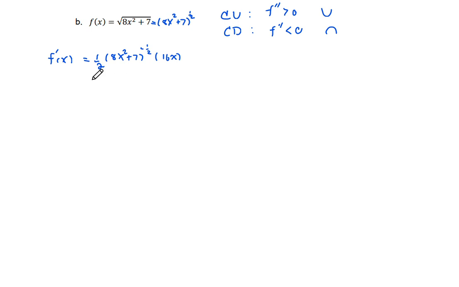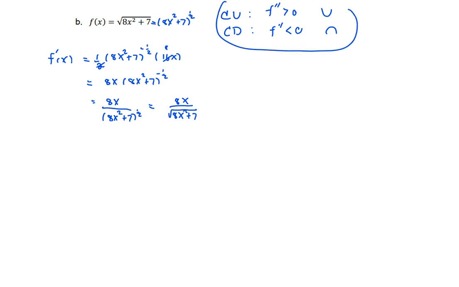The first derivative is now simplified to be 8 times x times the quantity 8x squared plus 7 to the power negative 1/2. Since we simplify 2 and 16, and then write the negative power as a positive power, we get 8x divided by the quantity 8x squared plus 7 to the power 1/2, which means 8x divided by the square root of 8x squared plus 7. But our goal is to get to the second derivative to determine the intervals of concave up and concave down. We're going to continue with the second derivative.